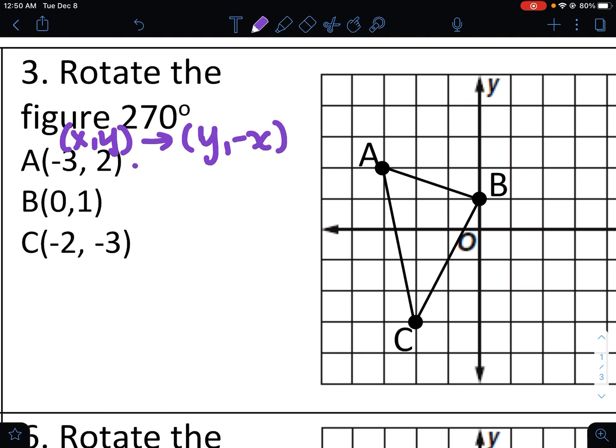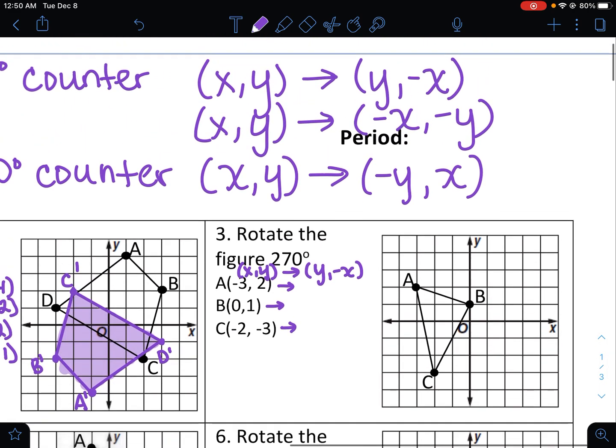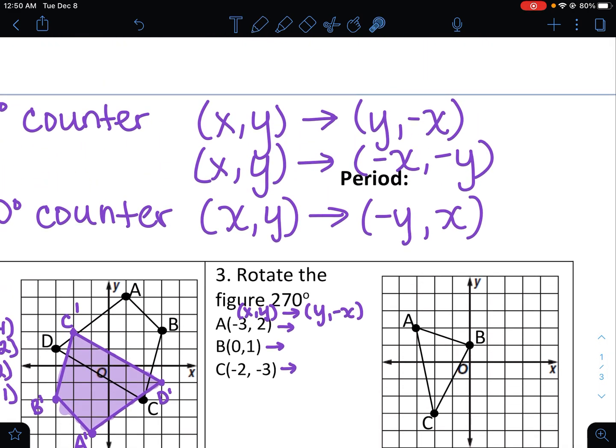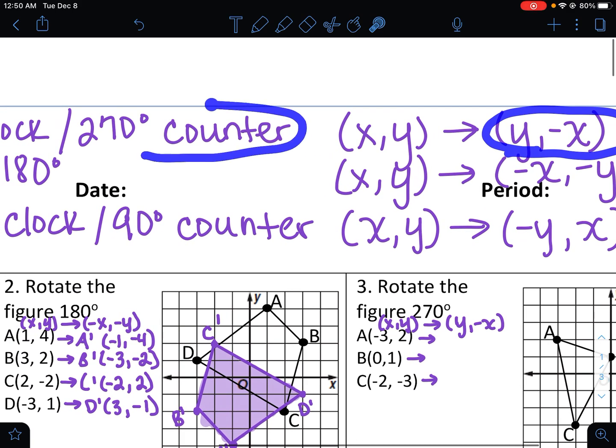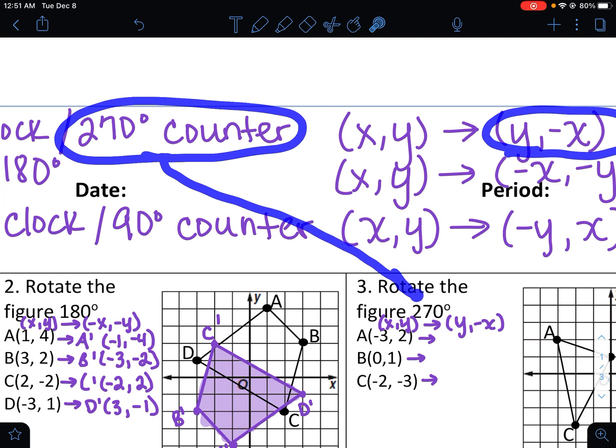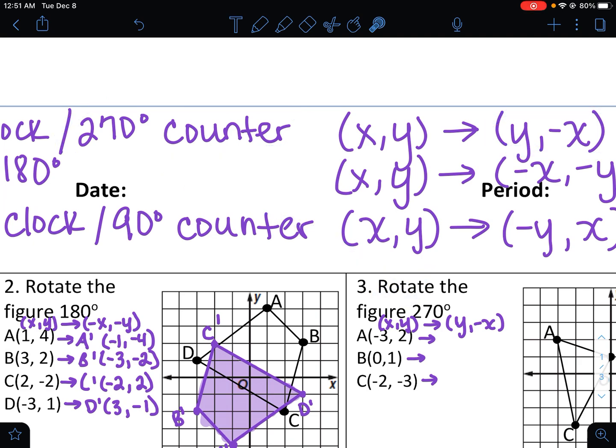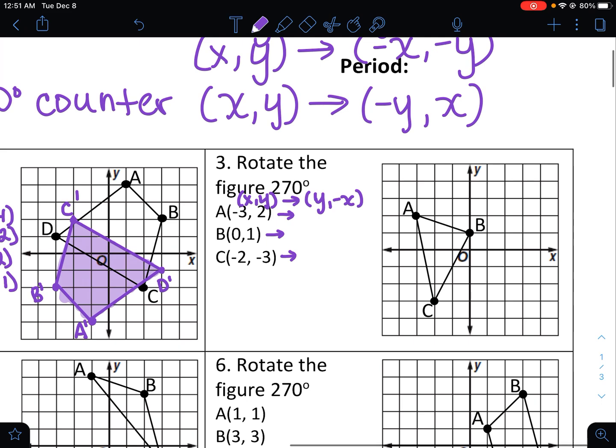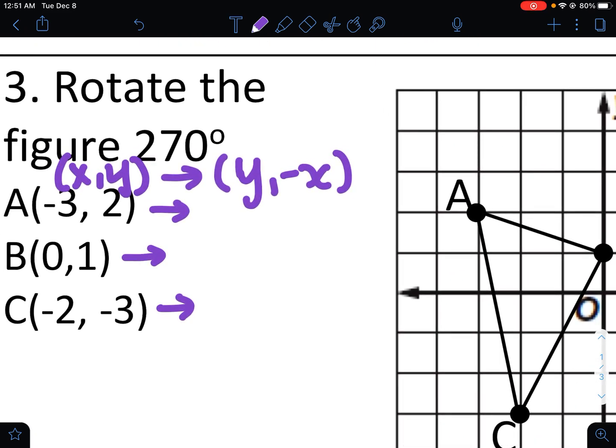All right, so again, if you had a brain fart just like I did, that's totally fine. Just come back up here to your notes and look. That is 270 counterclockwise. All right, so we have y. I'm sorry, to switch places.